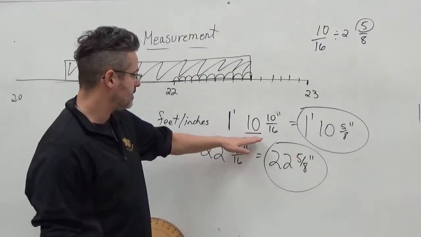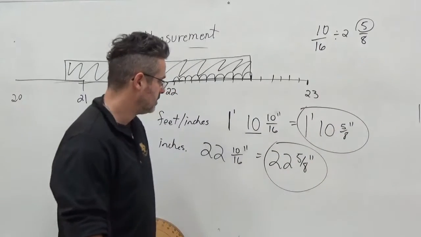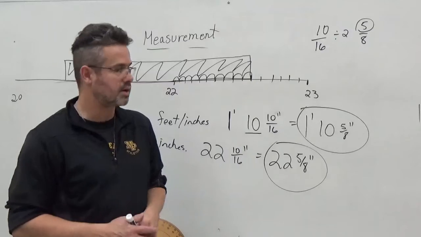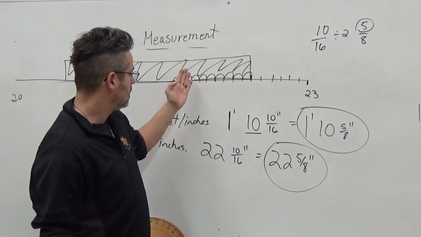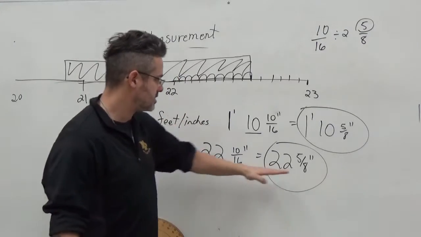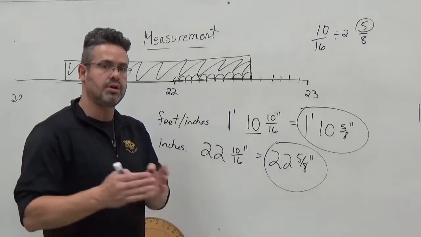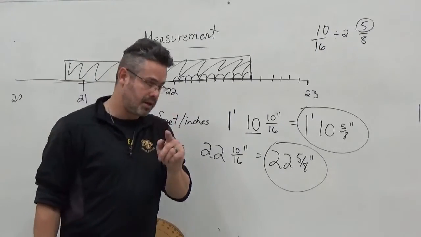So I would not want an answer that has 10 and 10/16. I would definitely want 10 and 5/8. 22 and 10/16? No, 22 and 5/8. That's your correct answer. This tells me you know how to count and you know how to read it from the tape measure, but then this tells me that next level, that level 4 understanding of how to reduce it where you can use it in the real world. Okay? So that is our measurement on imperial.